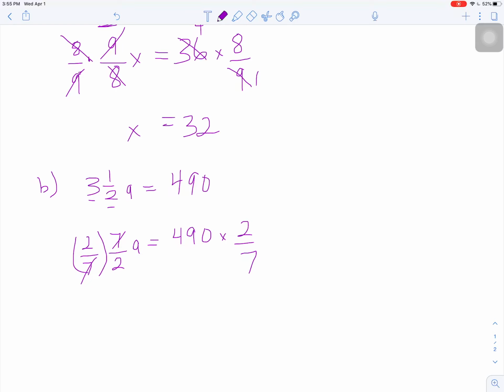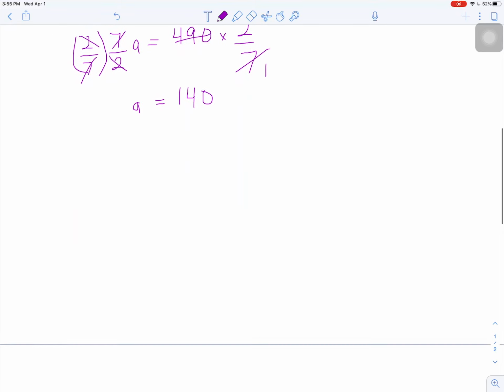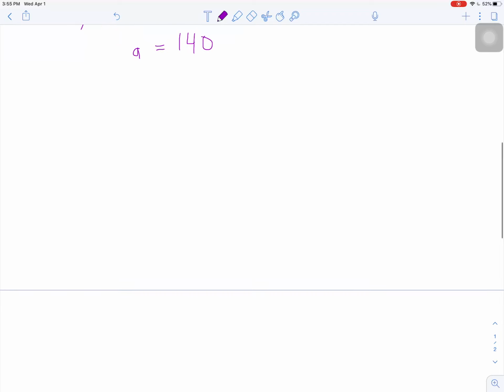Okay, so the 7's cancel each other out, 2's cancel each other out. We get a on the bottom equals this. We can cross that out to 1. 490 divided by 7 would get you 70. 70 times 2 is 140. So there's your answer for B. C, I think you're going to have the pattern here. It's going to be a little bit different, but let's work our way through it here.